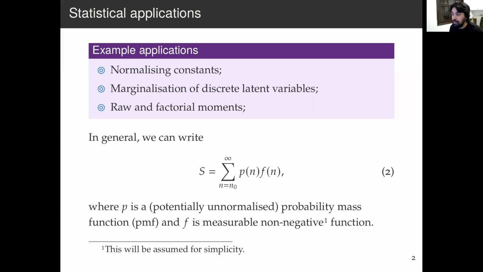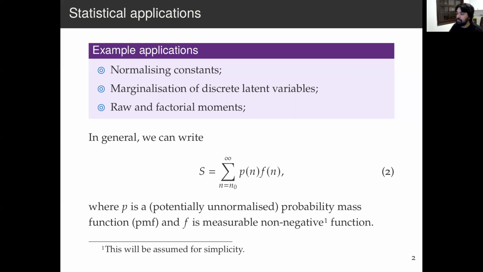It's a very efficient program or programming language for writing your models, but you can't write discrete latent variables because these are not differentiable quantities. So if you want to marginalize over these discrete latent variables, especially if they are unbounded, so lead to infinite sums, then you need some sort of technique. Other things that you might want to do is to compute raw and factorial moments for a particular discrete random variable. All of these things will, in some form or another, involve infinite sums.